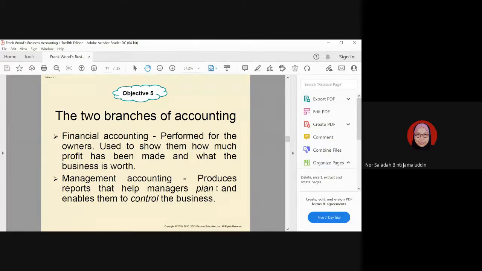Whereas management accounting produces reports. This is the difference between financial accounting and management accounting. Management accounting produces reports, okay, not financial statements, but financial accounting produces the financial statements. After the financial statements are already prepared, management accounting takes the task of producing reports that help managers plan and enable them to control the business. Okay, these are the two branches of accounting.